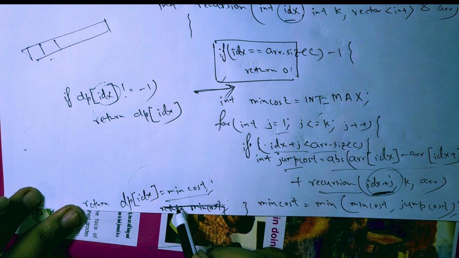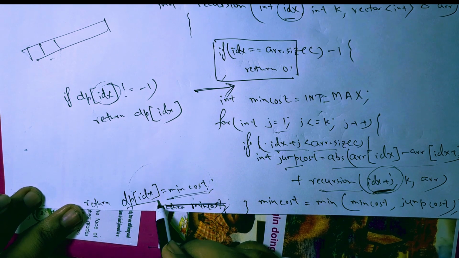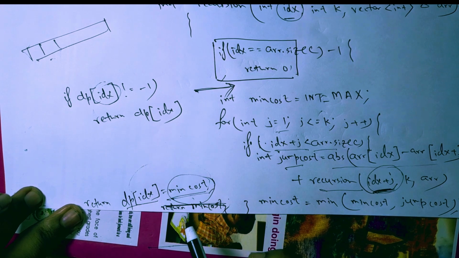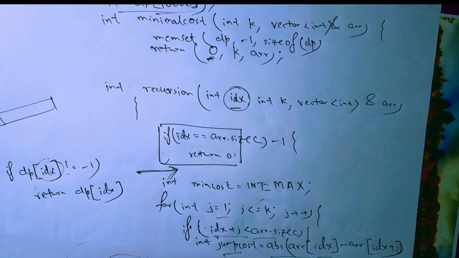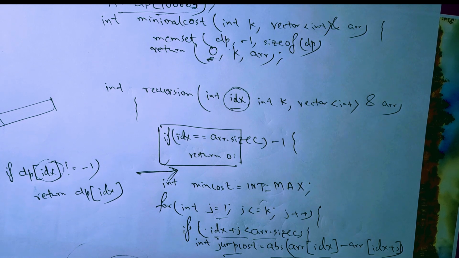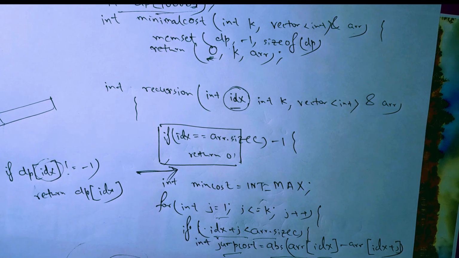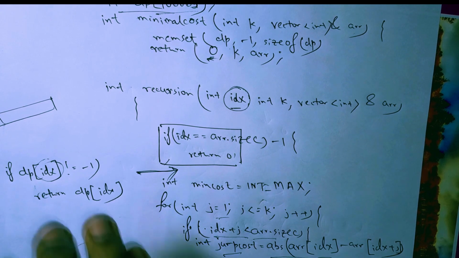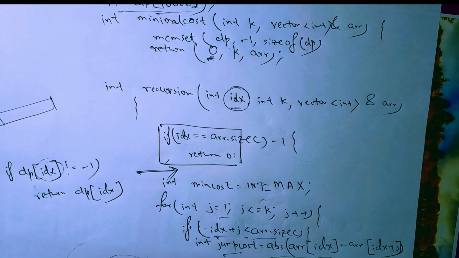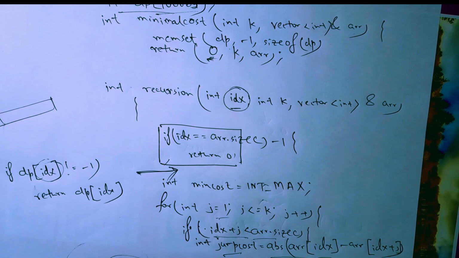So I will first store the minimum cost into DP, and then I will return the minimum cost. So this is the memoized version of this code. I don't recommend the tabulation solution, because in most cases memoization gives you the correct answer. So simply go for recursion and then convert it into DP. No need to do tabulation unless you are supposed to do it in O(1) space.